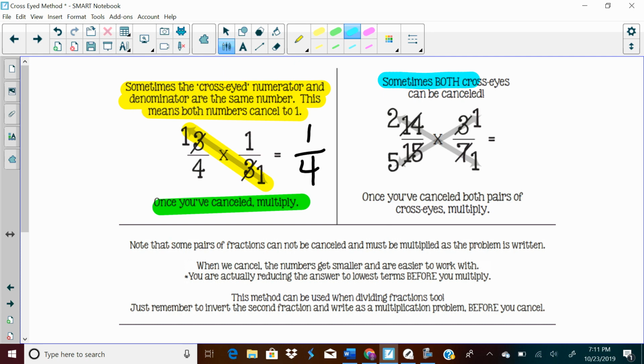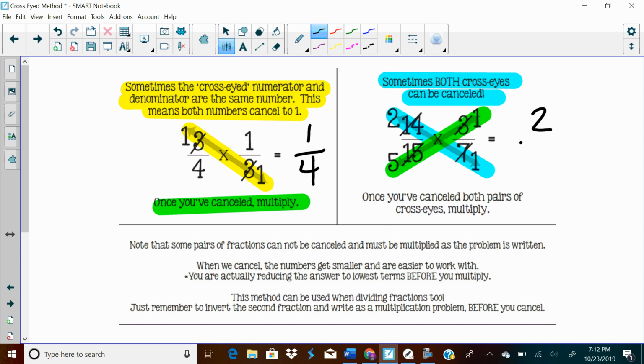Sometimes both cross eyes can be canceled. Like in this example, I have 14 and 7. They can both be divisible by 7. I get 2 and 1 when I cross cancel. And this one, I have 3 and 15. They're both divisible by 3. So now my new fraction is 2/5 and 1/1. So I multiply and I just get 2/5.